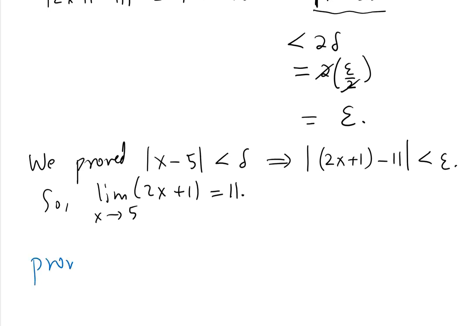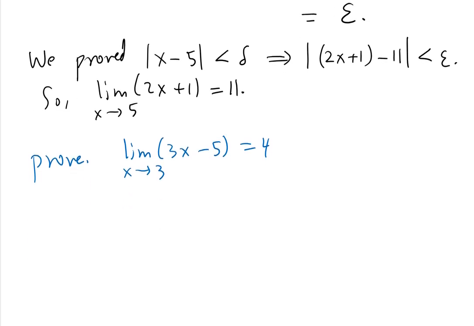Another one, prove that the limit of 3x minus 5 as x approaches 3 equals 4. How do we do so? We start, what we say, a here is 3. The function f of x is 3x minus 5, and L is 4.